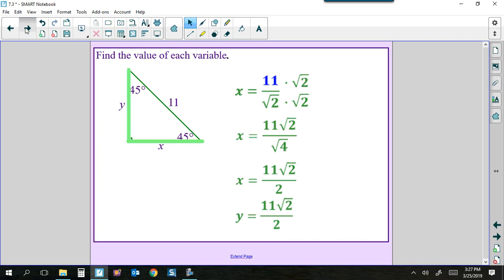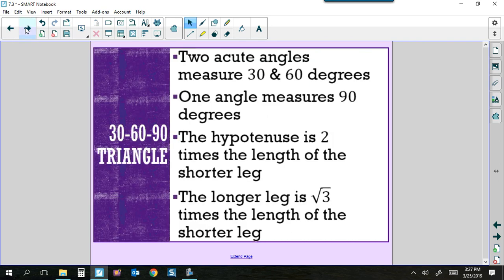So now we're going to look at our 30, 60, 90 triangles. A 30, 60, 90 triangle is the only other special kind of right triangle you're going to look at. It's when you have two acute angles that are 30 and 60 degrees, which are complementary, and the third angle is going to be your 90-degree angle. The relationship here, your hypotenuse is always 2 times the length of the shorter leg, and your longer leg is always going to be square root of 3 times the length of the shorter leg.